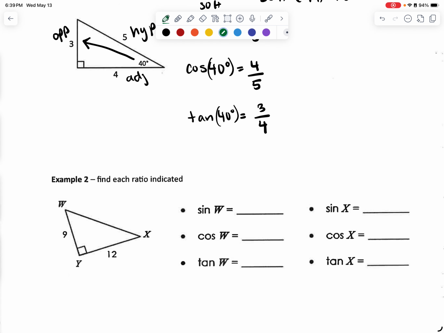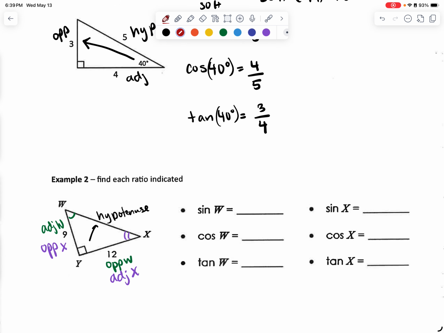Now, here we're asked to find sine, cosine, and tangent of the reference angle W and sine, cosine, and tangent of the reference angle X. So sine of W is going to depend on the opposite side from W and the adjacent side from W, whereas sine of X is going to depend on opposite X and adjacent X. All right, the hypotenuse is always the same. It's across from the right angle.